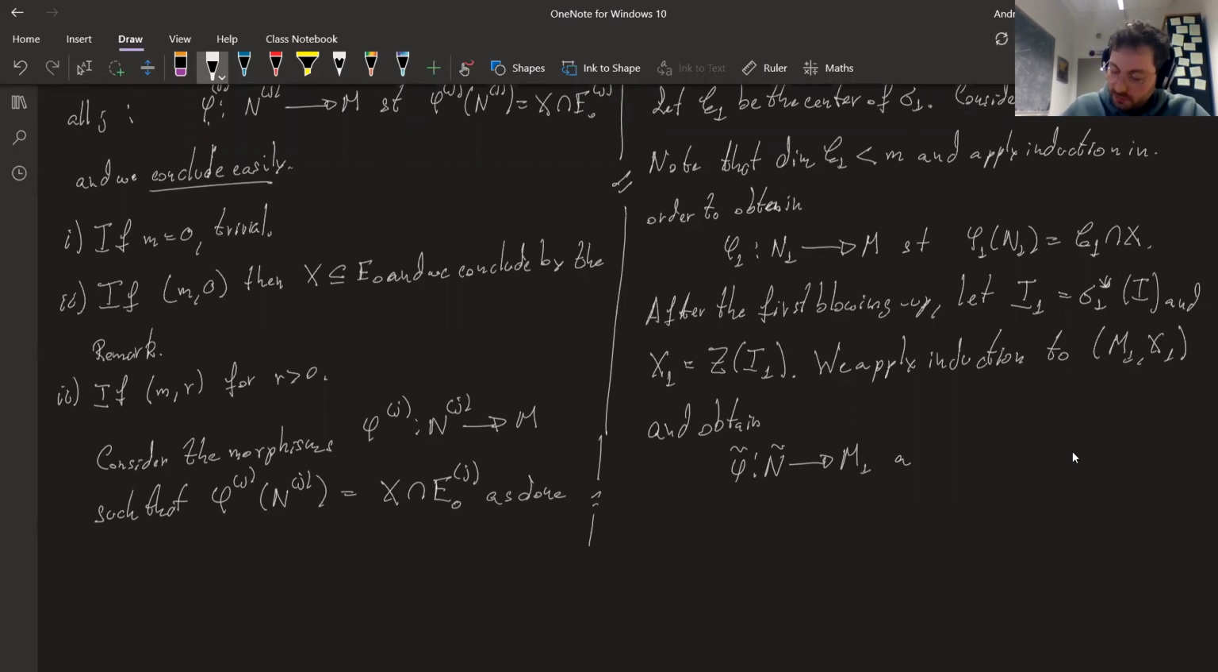So I recall, semi-proper, generically immersive, a diffeomorphism, all of the conditions that we wanted, such that phi tilde of N tilde is equal to X1.